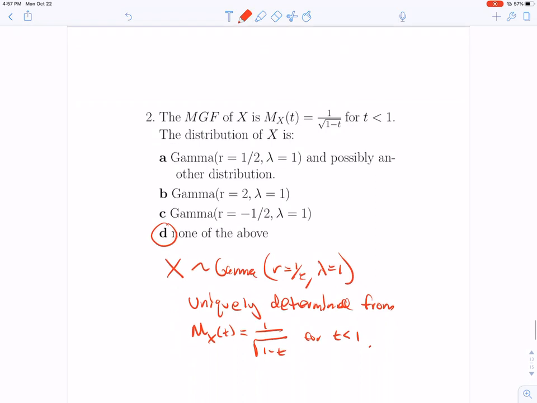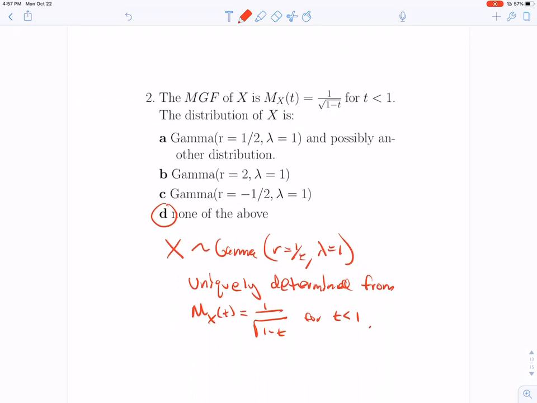A follow-up question. If I just give you the MGF, I want you to then recognize that, oh, this is the MGF of a gamma. Which gamma? I can tell because I know what the MGF is for any gamma. I can recognize that this is the MGF for r equals 1/2, lambda equals 1.